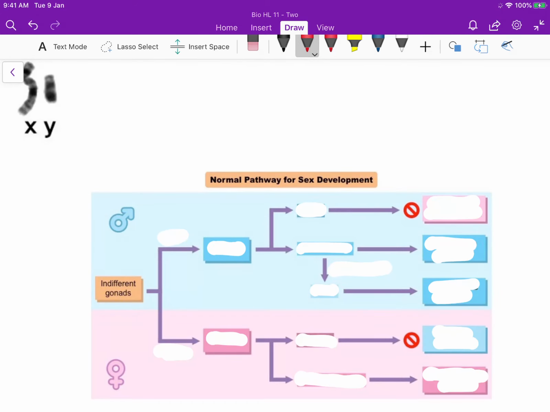So why does the Y lead to maleness? Well, the Y chromosome has very few genes on it. It's only got 200 genes, and they're only known to make about 72 proteins, which is a very low number compared to other chromosomes. But it's got one gene which is very important.